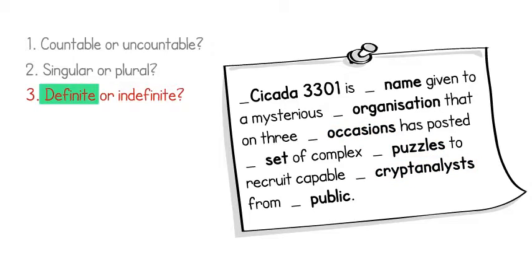There are 2 definite nouns, name and public. The noun name is unique. It is the single name of this internet group, and public is an adjective that is being used to describe a group of people. These two nouns need the.